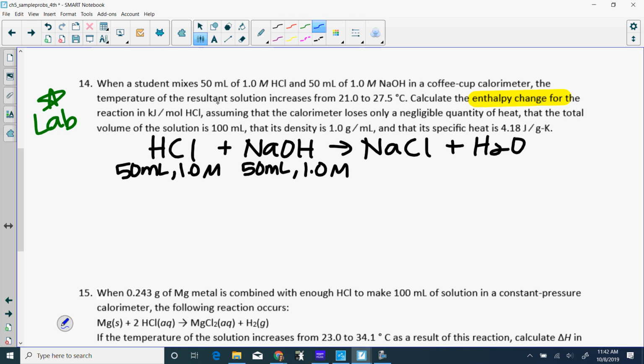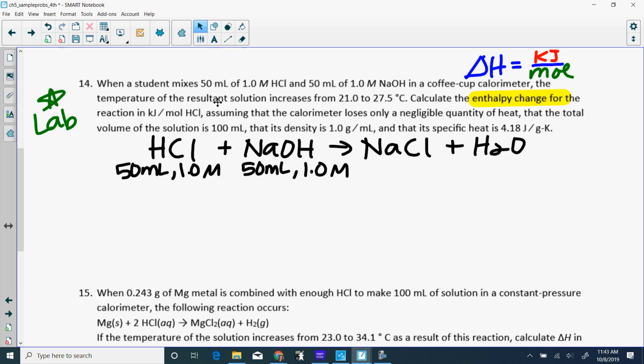I'm using these colors on purpose. Enthalpy change is equal to our kilojoules divided by our moles. We don't have either of those numbers, so we're going to have to solve for both of those and then divide it out. Reading comprehension.